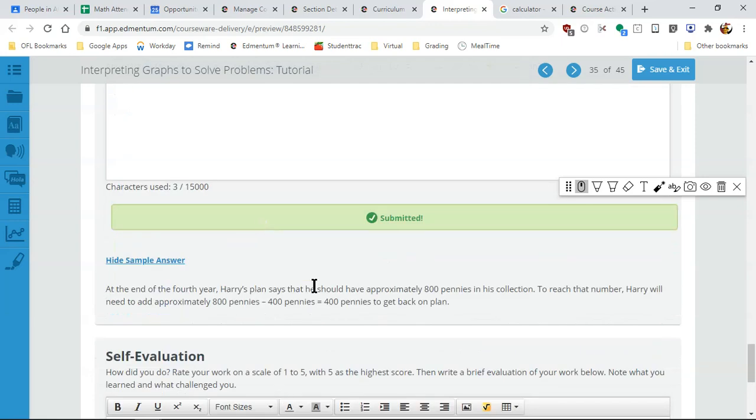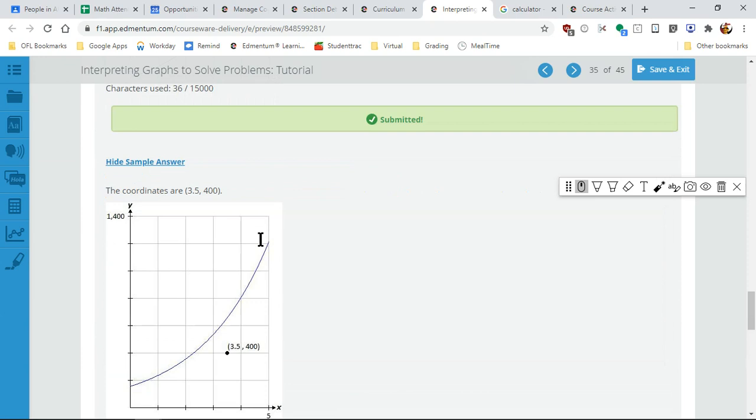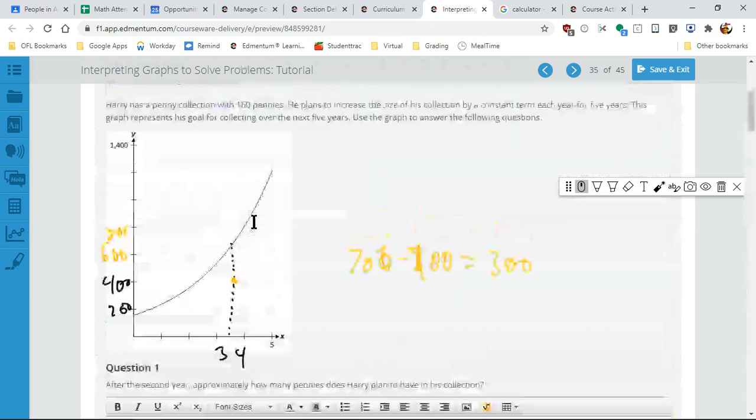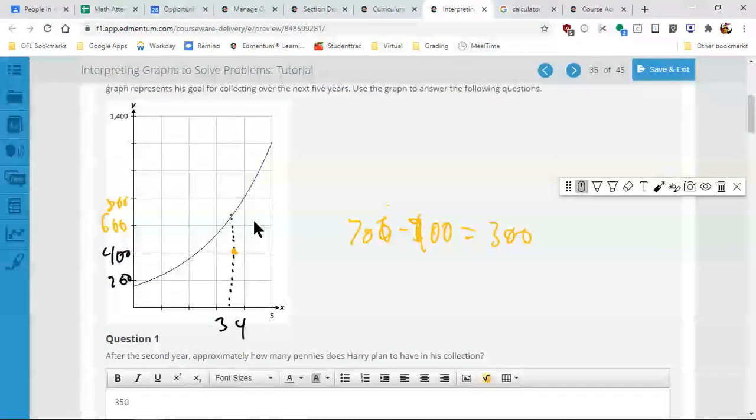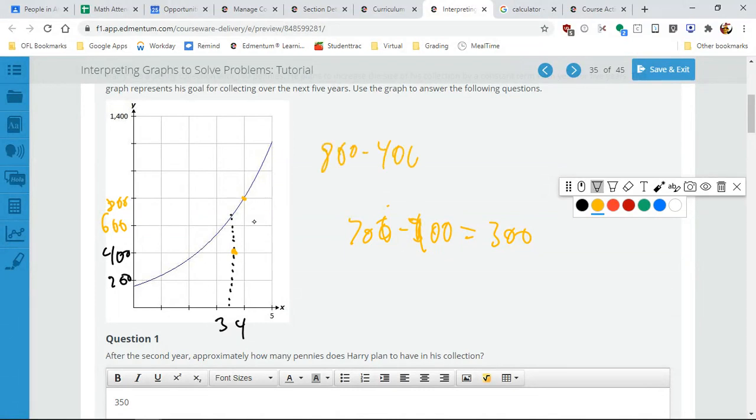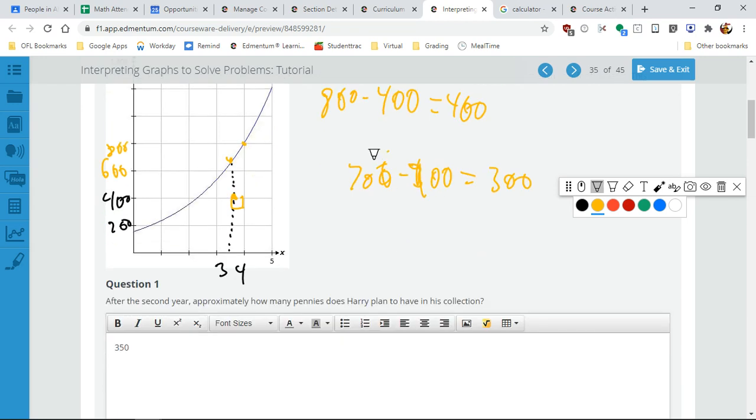They're saying about 400. So it's saying he's at 400. What this is saying is, if he's over here and he wants to be at his goal by the end of the year, we're taking that 800 minus the 400. It doesn't care how far below his goal he is. He's like, I have 6 months to get from here to here. What do I need to do? Well, I need to collect 400 pennies.